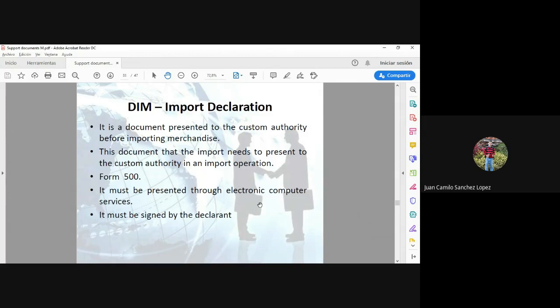This document is necessary to present to the customs authority when you're going to import a product, of course, and it has to be presented through electronic computer. And of course, it will be signed by the declarant. The declarant could be the customs agency, so in that case you also need the customs mandate, or the declarant could be the importer.